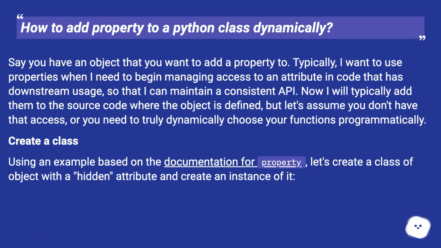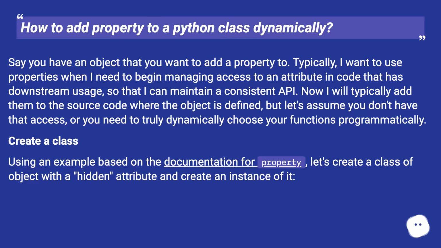How to add property to a Python class dynamically. Say you have an object that you want to add a property to. Typically, I want to use properties when I need to begin managing access to an attribute in code that has downstream usage, so that I can maintain a consistent API. Now I will typically add them to the source code where the object is defined, but let's assume you don't have that access, where you need to truly dynamically choose your functions programmatically.